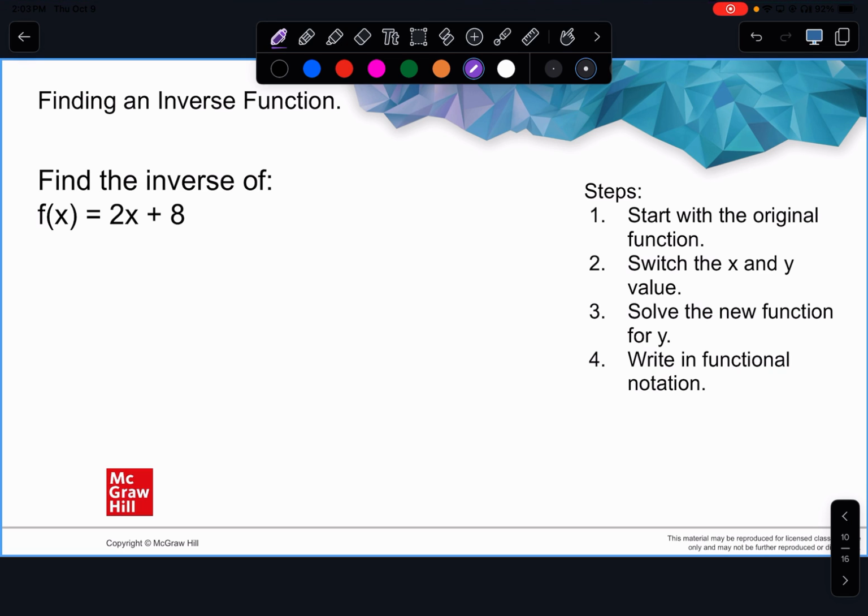The first thing I'm going to do is rewrite this so I have y in my equation. So y equals 2x plus 8. That's really our step 1. Step 2, what am I going to do with the x and y? I'm going to flip-flop them. So this is my step 2 right here: x equals 2y plus 8. Now we're going to solve for y. We know how to do this. This goes back to when we were putting stuff into slope-intercept form. So that's going to be our next step.